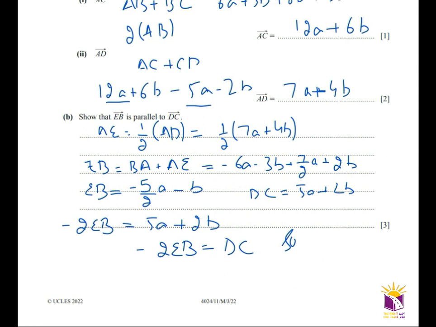So EB and DC are parallel as they are integral multiples of one another. So they are parallel.